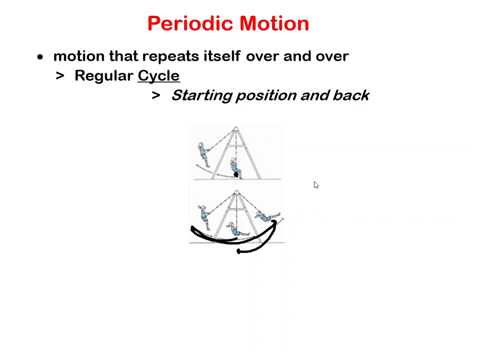So we could time that. What is the time? That time would be our period, and we could figure out its frequency by taking 1 over the period. Okay, so that's periodic motion.